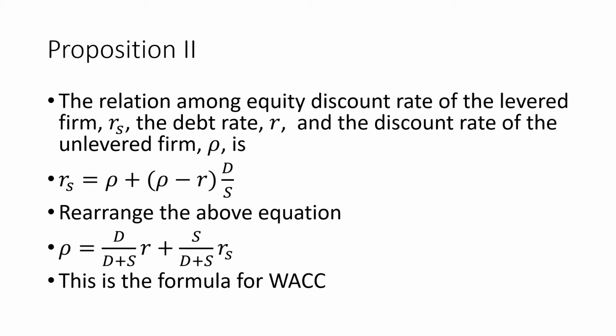Proposition 2. The relation among equity discount rate of the levered firm, RS, the debt rate, R, and discount rate of the unlevered firm, rho, is RS is equal to rho plus (rho minus R) times D over S. Rearrange the above equation, we get rho equal to D over (D plus S), this is the weight of debt, times R, plus S over (D plus S), this is the weight of equity, times RS. This is the formula for WACC, weighted average cost of capital.